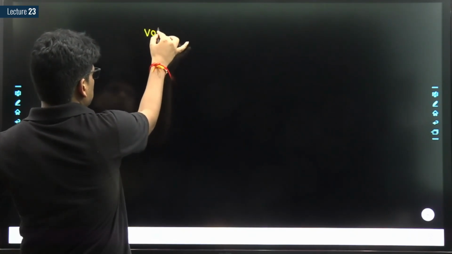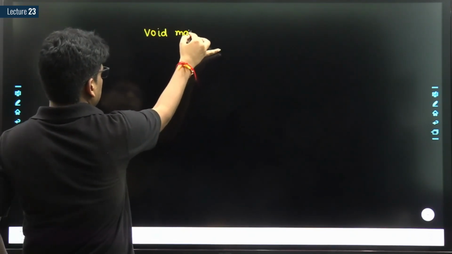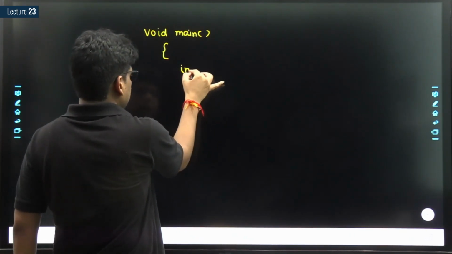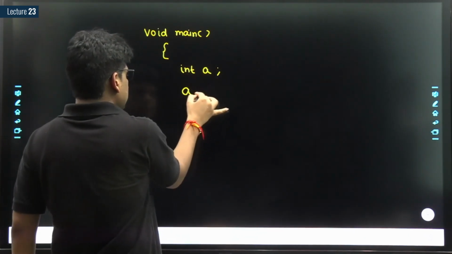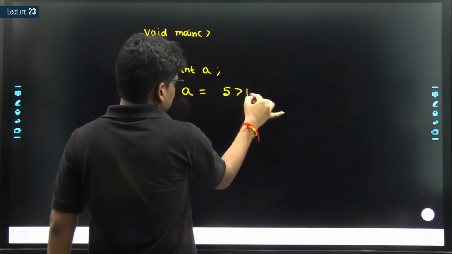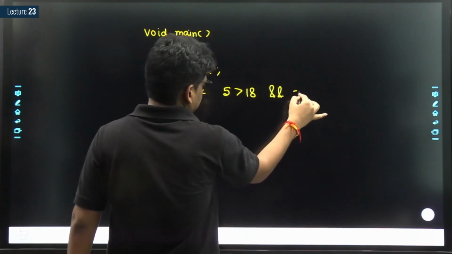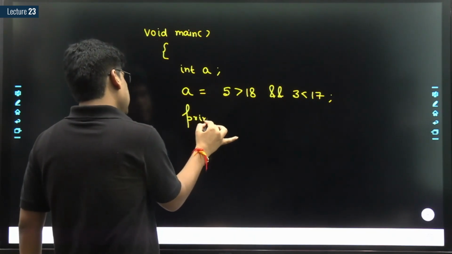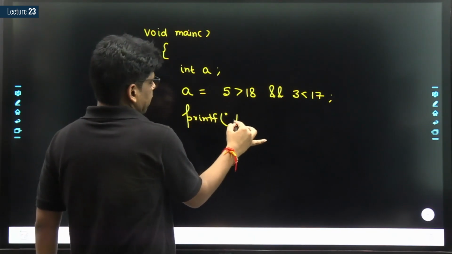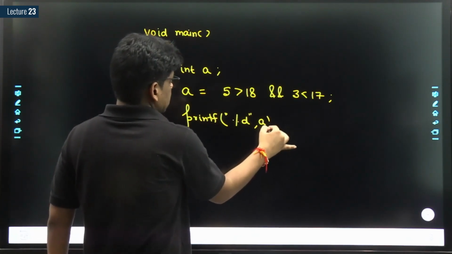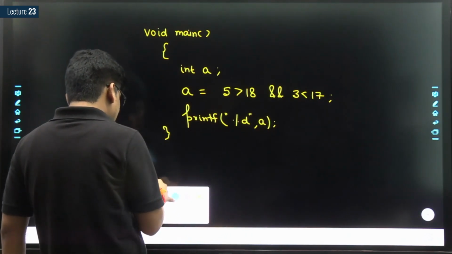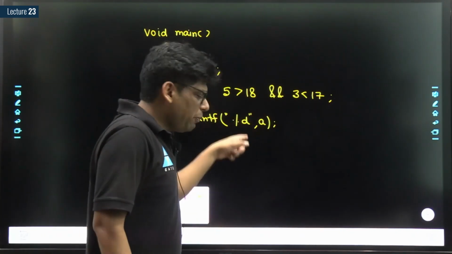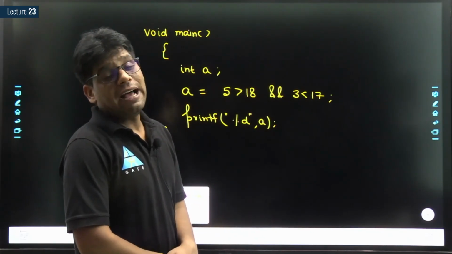let us solve a few questions based on these operations. Okay, sir, int A = 5 > 18 && 3 < 17, and let me print the value of A. Sir, I don't want to look at this expression. Can I judge what could be the possible values for A? Sir, 0 or 1. Why?